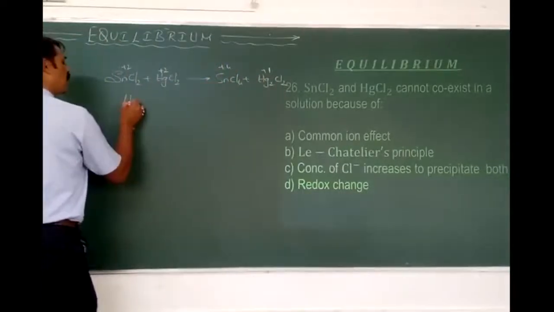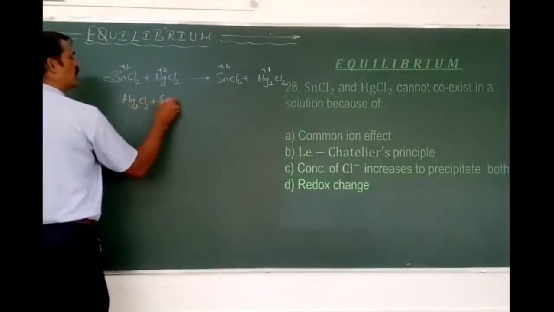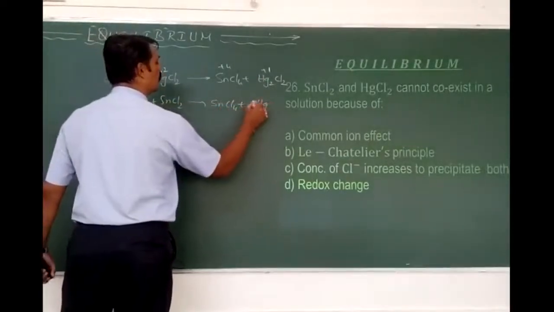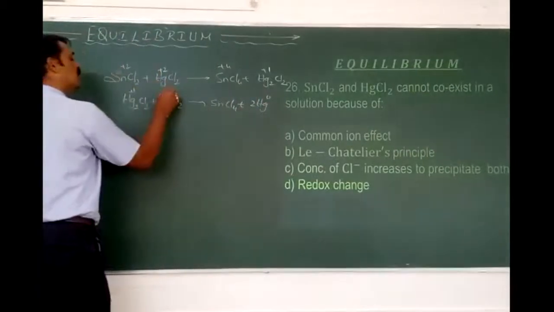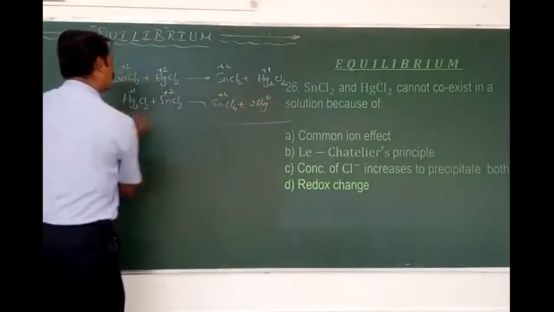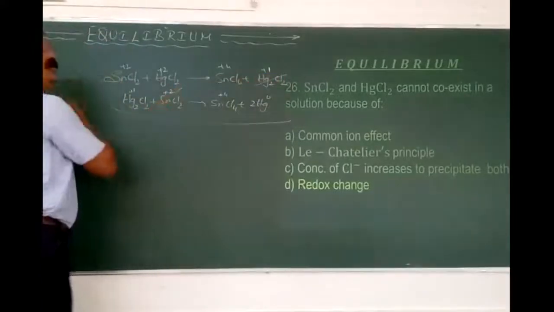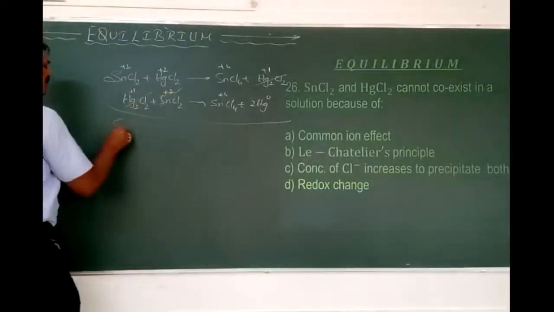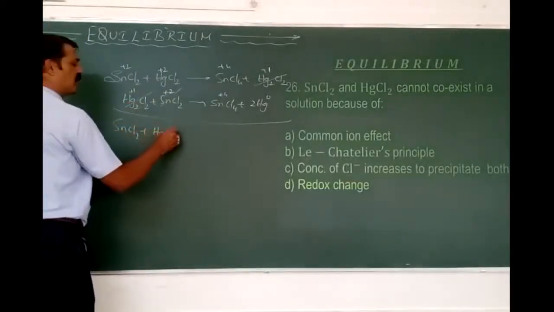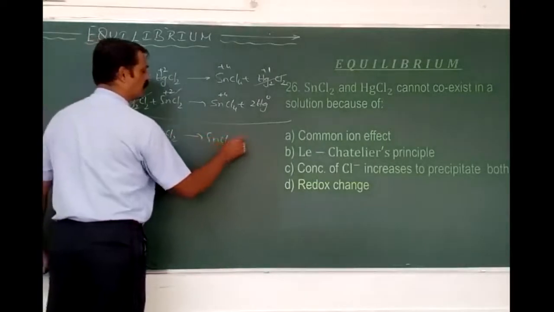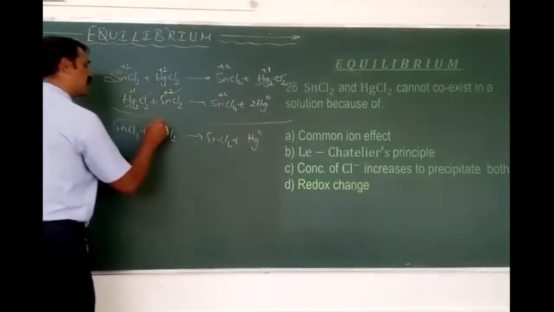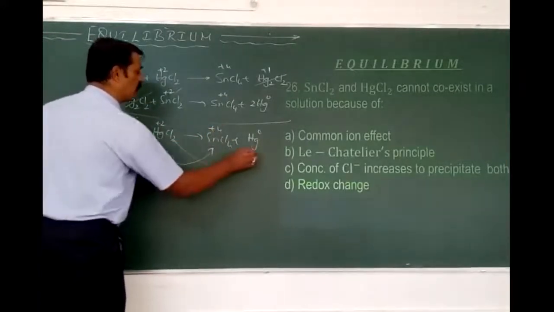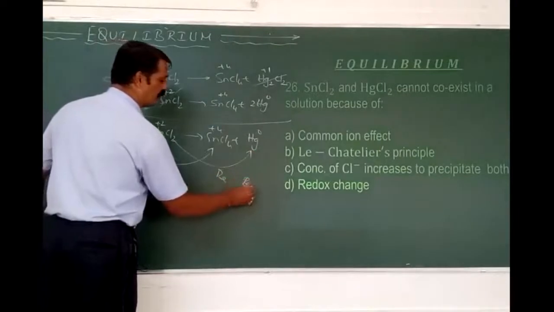Or sometimes mercurous chloride also combines with SnCl2 to form directly SnCl4 plus 2 Hg. Here it is 0, here it is plus 1, here it is plus 2, here it is plus 4. So the net reaction, I can cancel the Hg2Cl2. Therefore, the net reaction is SnCl2 plus HgCl2 giving SnCl4 plus Hg. Here it is 0, plus 2, plus 2, plus 4. This is called oxidation and this is called reduction. That is why it is called redox.